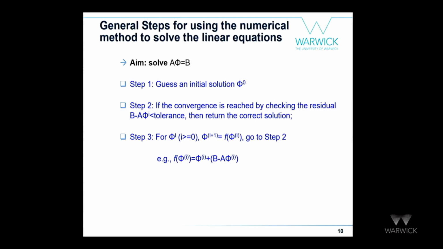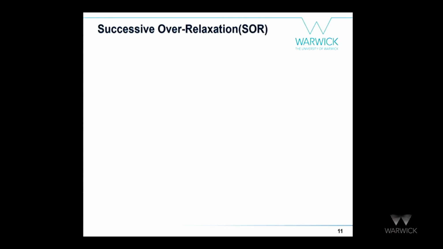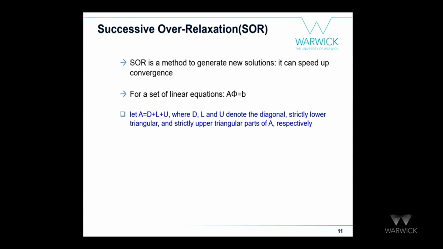You can imagine the F function is very important. With a good function F, maybe the new solutions will approach the final correct solution very quickly, which means the process will converge very fast. With a poor function F, maybe the new solutions converge very slowly or do not converge at all. So F is very important. So this leads us to SOR, successive over-relaxation. SOR is a method to generate new solutions based on the current solution. It has been proven that it can speed up the convergence.